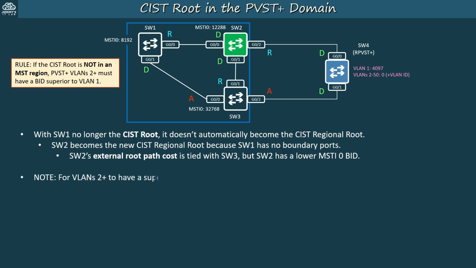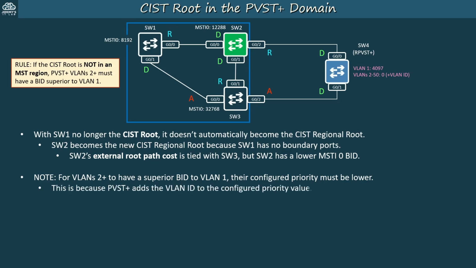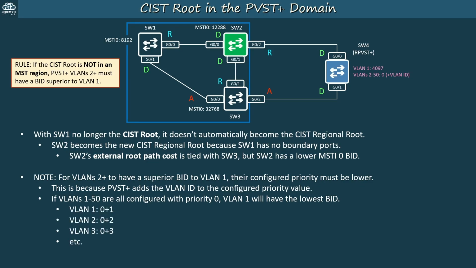One important thing to note is that for VLANs 2 plus to have a superior bridge ID to VLAN 1, their configured priority must be lower. This is because of the extended system ID. PVST+ adds the VLAN ID to the configured value. So if VLANs 1 to 50 are all configured with the same priority, VLAN 1 will have the lowest, and therefore superior, bridge ID, like this. Switch 1 has the lowest bridge ID, even though all VLANs have the same configured priority, 0.